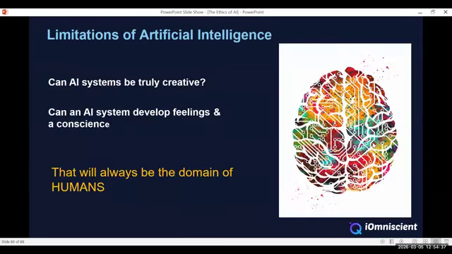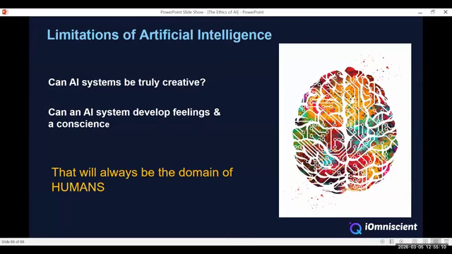So, you saw there are many, many positive things that you can do with AI. And our focus is on doing the positive things. There are also limitations on AI, and we have to recognize those. Can AI be truly creative? Can AI develop feelings and a conscience like humans? You never know what systems will be able to do 10 years, 50 years from now.